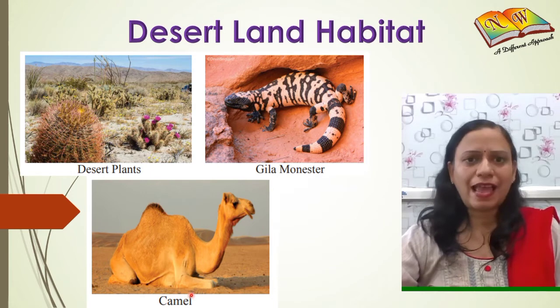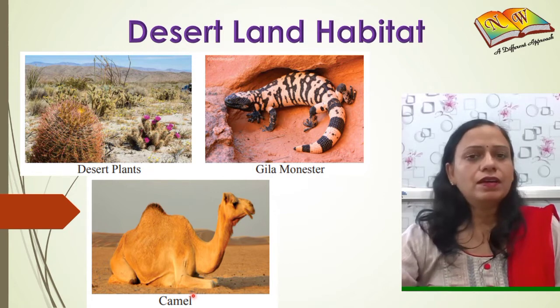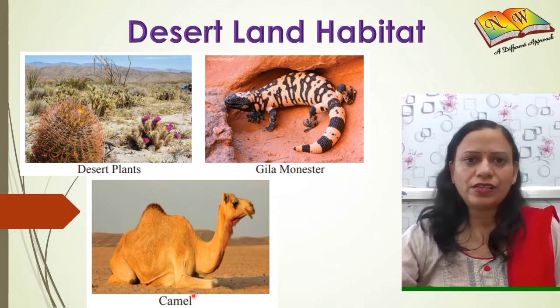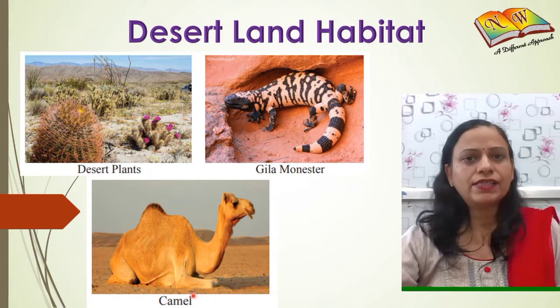So what is the climate of a desert like and what are the adaptations that are present in these animals that help them to survive in the harsh climatic conditions of the desert? The plants of the desert, they need to conserve water because as we all know, there is an acute shortage of water in the deserts.